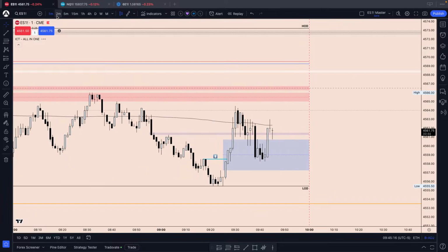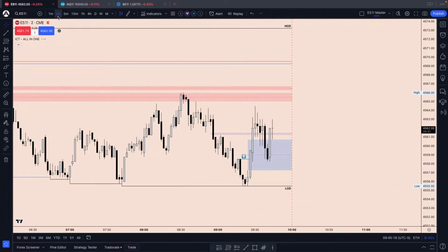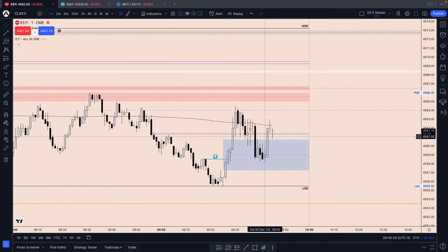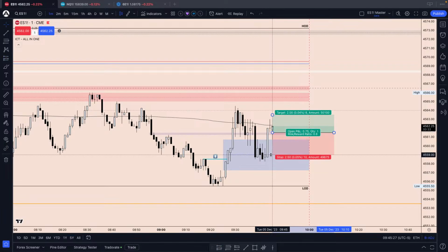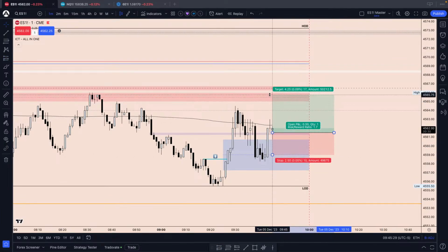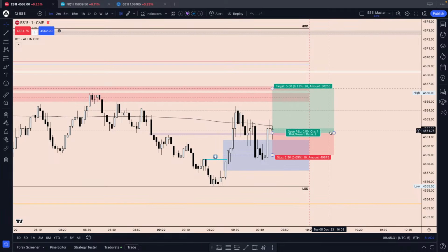1 minute time frame. Let's look at a 2 minute. 1 minute retrace into this bullish fair value gap. This could be a potential play. We can paper trade this if we want. Stop loss 2.5 points. Target 5 towards the midnight level.